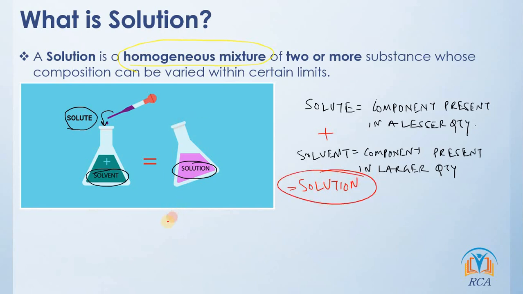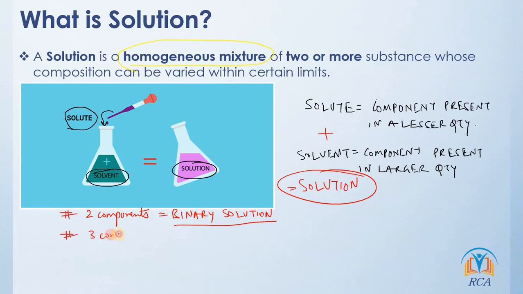Now, how many types of solution do we have? Before even getting into the types of solution, we'll talk about the types of solution on the basis of the number of components being added into that solution. For example, if there are two components, that means one solute and one solvent, then this is known as a binary solution. We already know the meaning of the word binary. Binary means two. So if there are two components in a solution, out of which obviously one will be solute and the other will be solvent, then that is known as a binary solution.